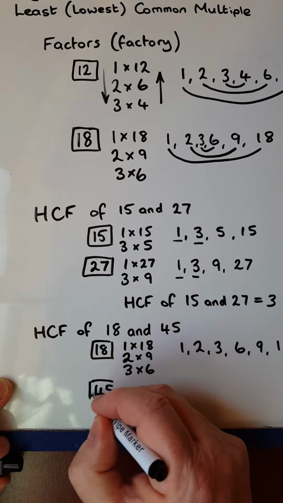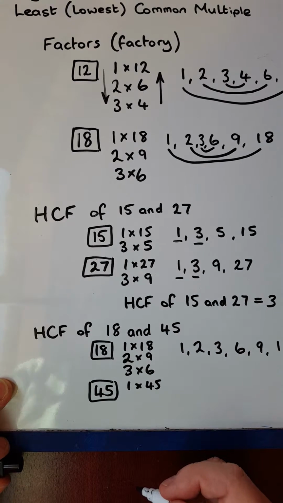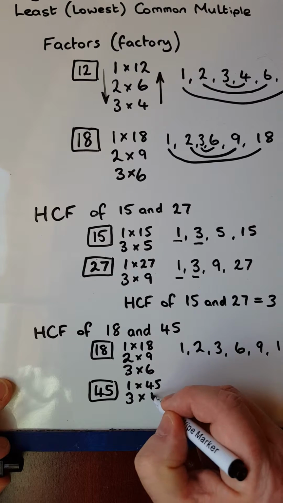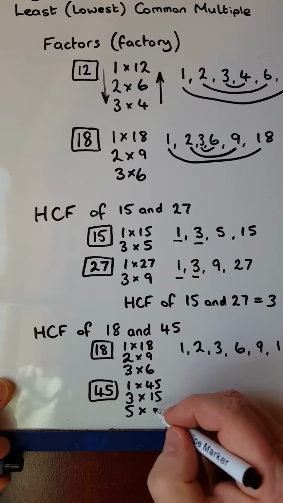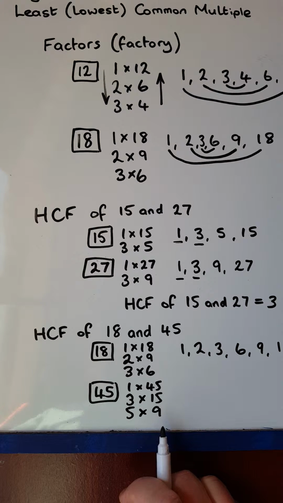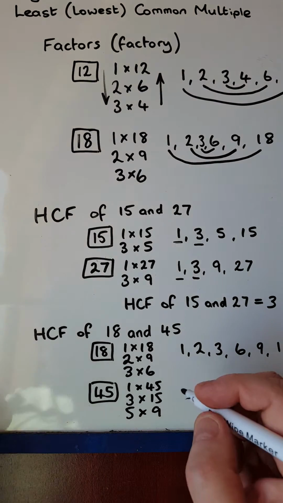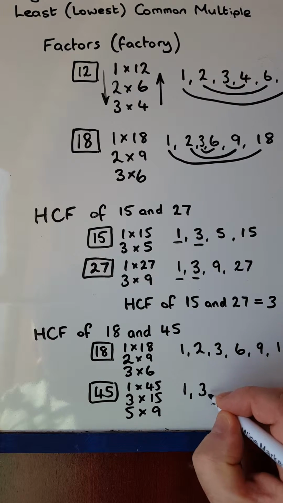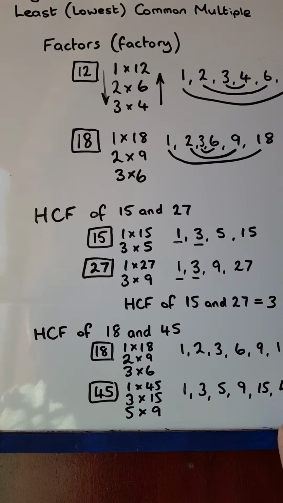45. 1 times 45. Not 2s, it's not an even number. 3s, yes, it does 3 times 15, doesn't it? It's on the 5 times table, it ends in a 5, so everything is on the 5 times table if it ends in a 5. It's not on the 6s, 7s or 8s, it's on the 9s. So we're back to front again now, 9 times 5, 15 times 3, etc. So the list is going to be 1, 3, 5, 9, 15, 45.